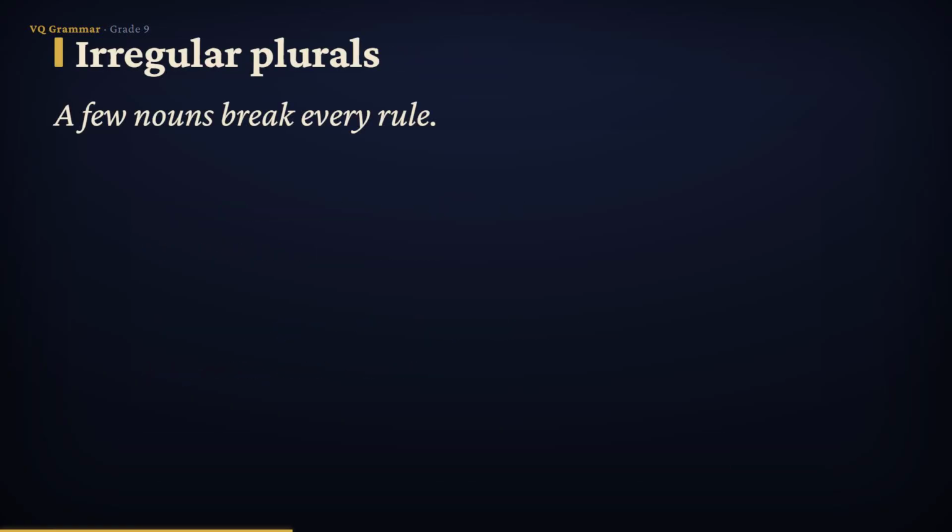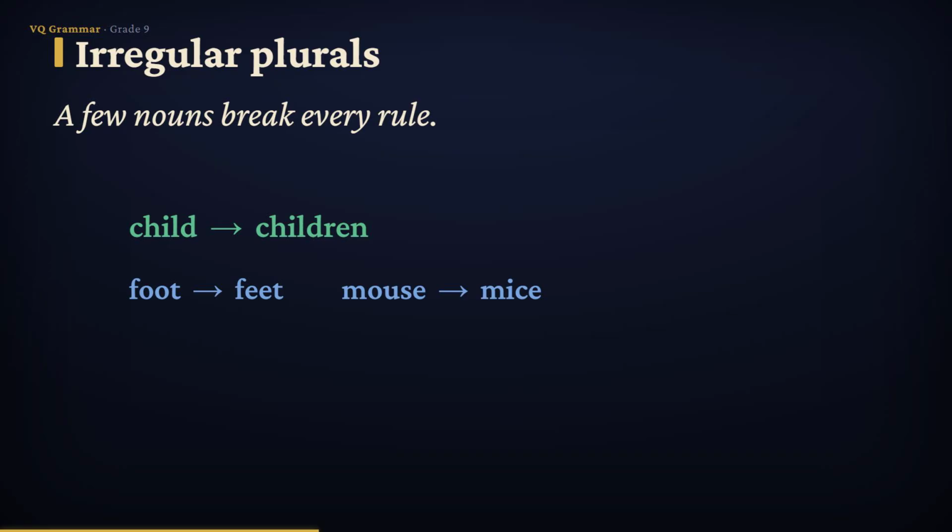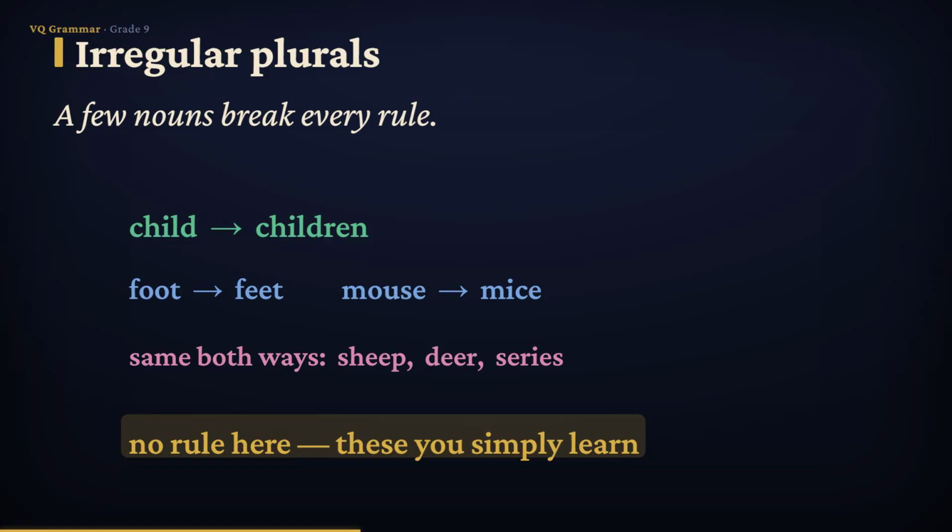Then there's a small group that ignores the rules entirely, the irregular plurals. Child doesn't become childs, it becomes children. Foot becomes feet, and mouse becomes mice. And a handful of nouns don't change at all. 1 sheep or 10 sheep, 1 deer or a whole herd of deer, 1 series or several series. The word stays exactly the same. There's no rule to apply to these. They're just words you come to know by seeing them again and again.